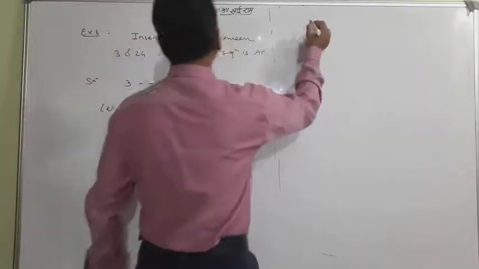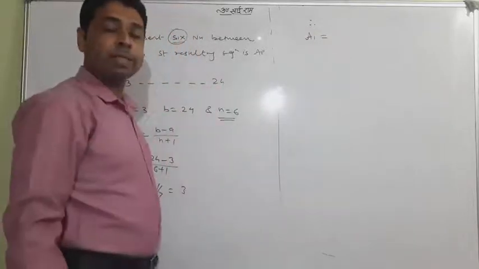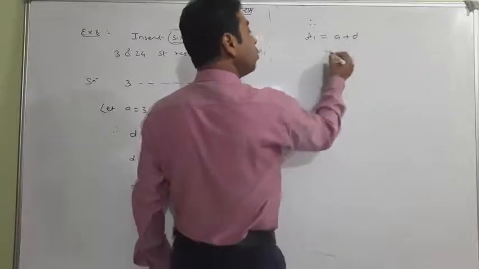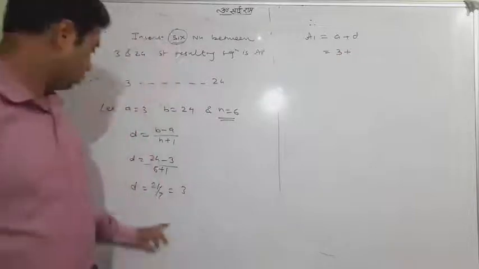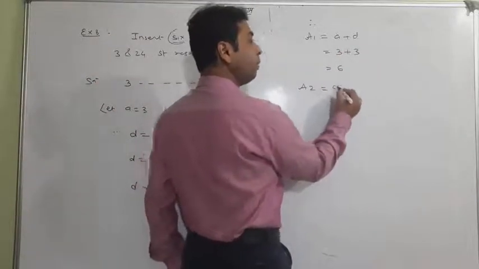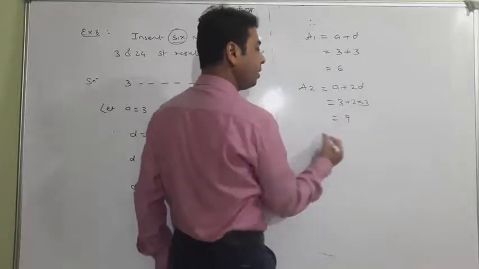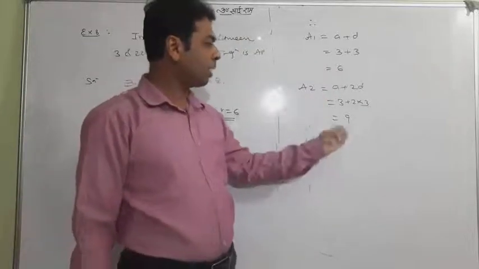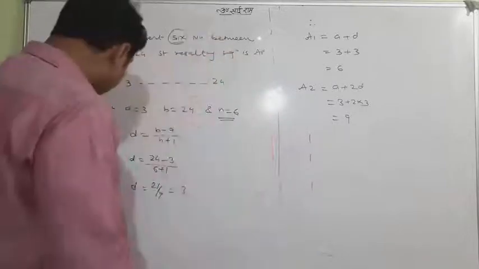Now, how many mean terms do you want to find out? 6. So the first mean term is A1, the second mean term is A2 and so on. The first mean term A1 means A plus D. So what is A? 3. And what is D? 3. So your answer is 6. First mean term got. Second mean term is A plus 2D, 3 plus 2 into 3, it's 9, and go on. Now you are expert in that. A1 is 6, A2 is 9, A3 will be 12. You know, till A6 you will find out. So it is the example from my side.